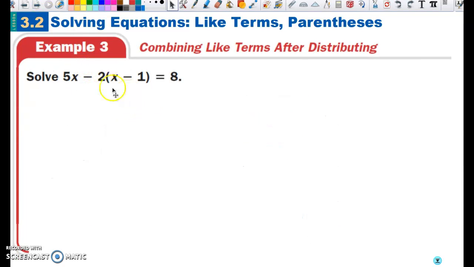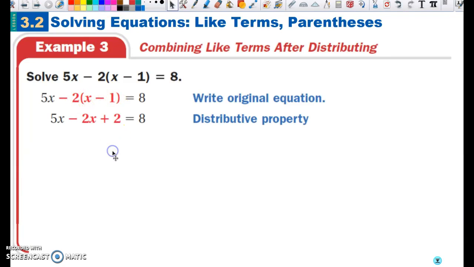And finally, there's another example here. If I have to distribute the -2 to both the x and the -1, we're going to get some like terms after I'm done distributing. Notice the title of this example, combining like terms after I distribute. You see now that I have a 5x and a -2x, which have the identical variable parts. It's x to the same power. So that means we can combine them to get 3x. Plus 2 is 8.